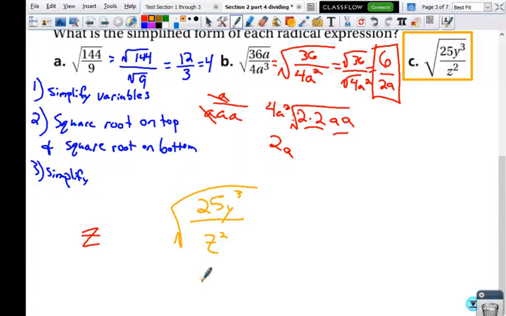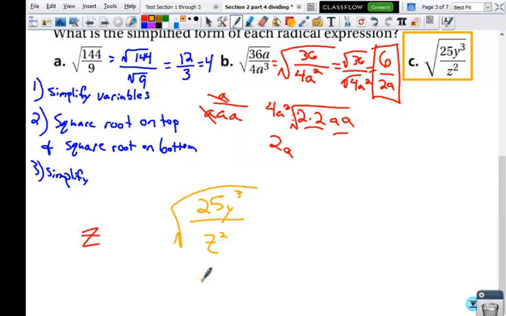Okay. So, we can't simplify variables, right? That was step 1. So what's step 2 say? Did you get 5y to the third over 1z? You can't do it because I have a y on top and a z on the bottom, so they don't cancel out. Step 2 says square root on the top and square root on the bottom, like we did right here. It's 5y.